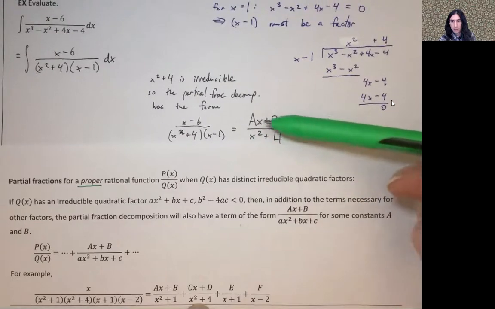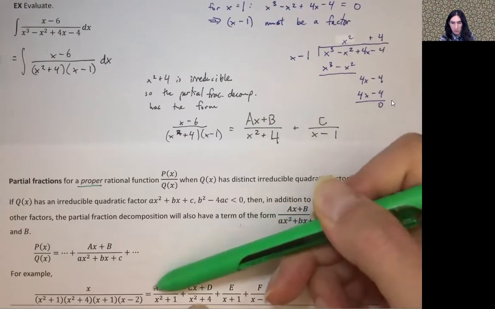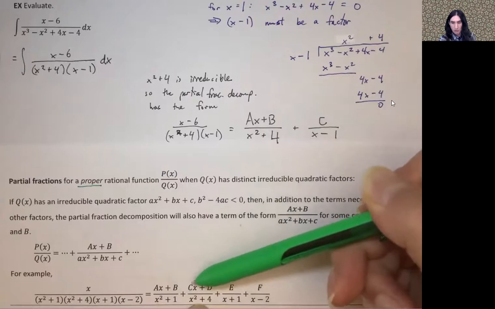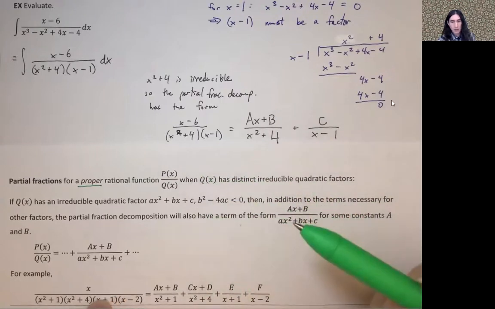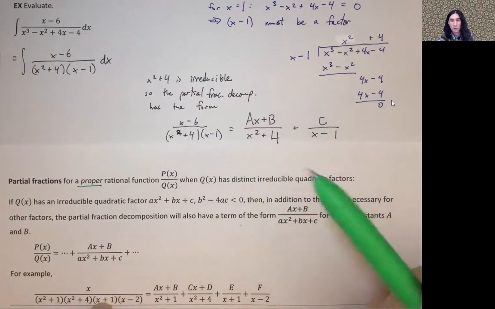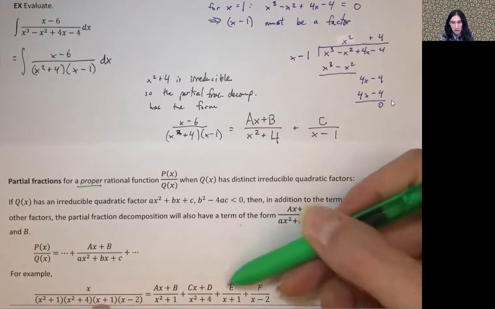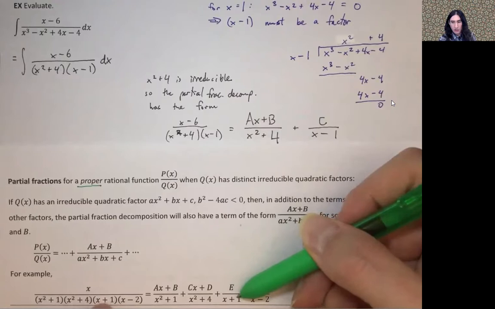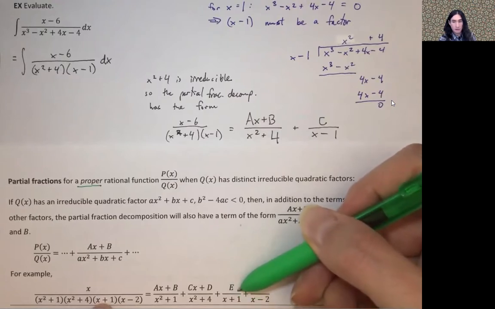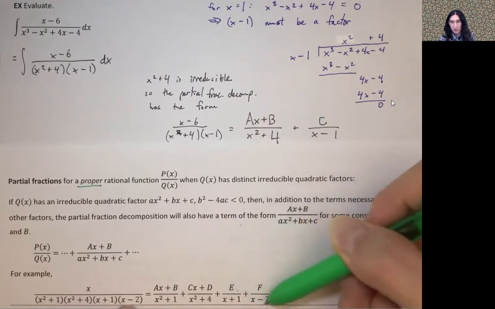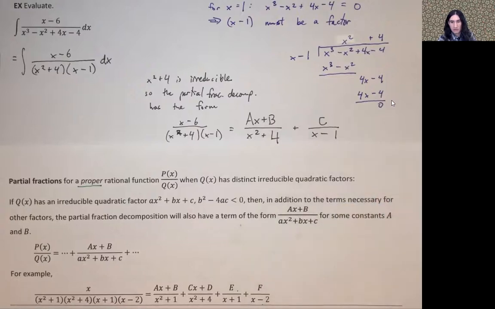So nothing's changed. It gets an unknown constant times x plus another unknown constant in the numerator. It's not ax plus b because we already used a and b in this example, so I had to move on to c and d. And then to review, what do we do when we have linear factors that are distinct? We take that factor and we put it in the denominator and give it an unknown constant.